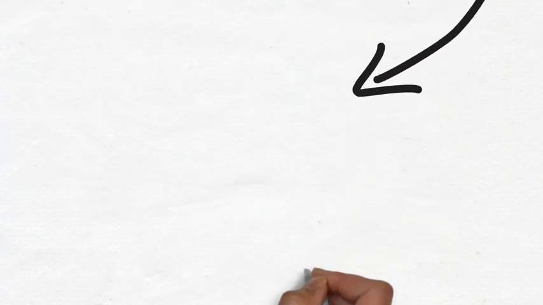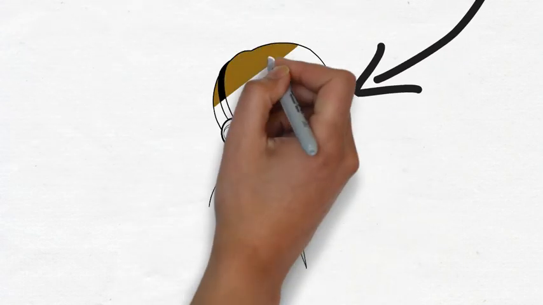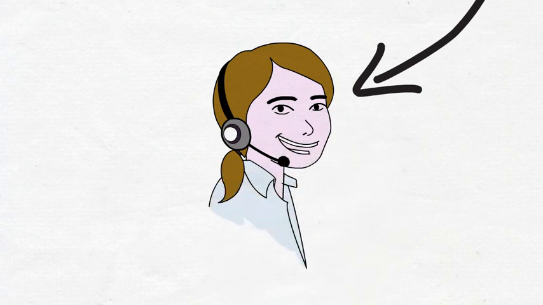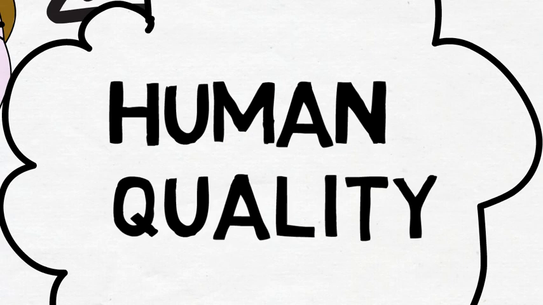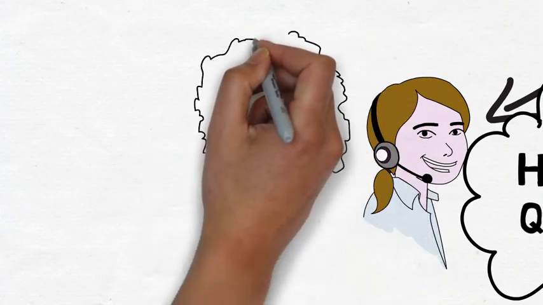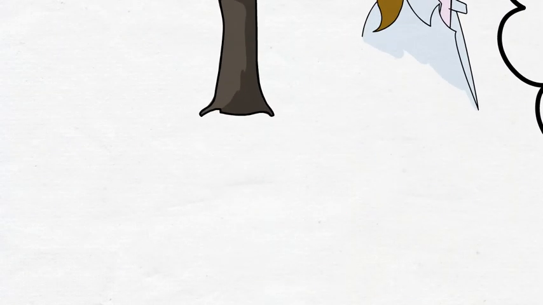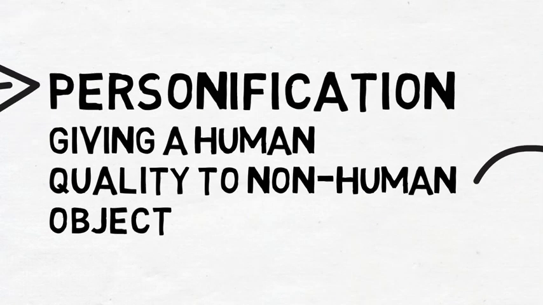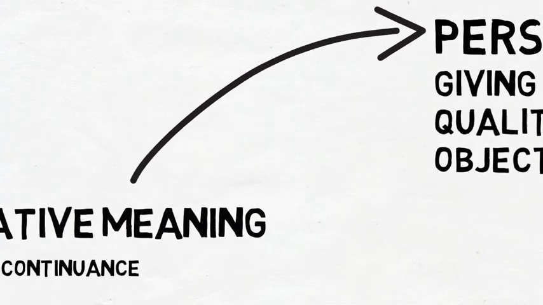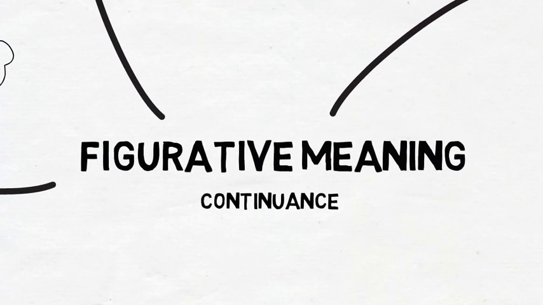For example, smile. Only humans can smile, right? But whenever we say there is an object which is not human, for example, a tree smiles at me, the tree is not human, but smile is a human quality. So giving the tree the human quality, smile, is what we call personification. Okay, enough for the review.